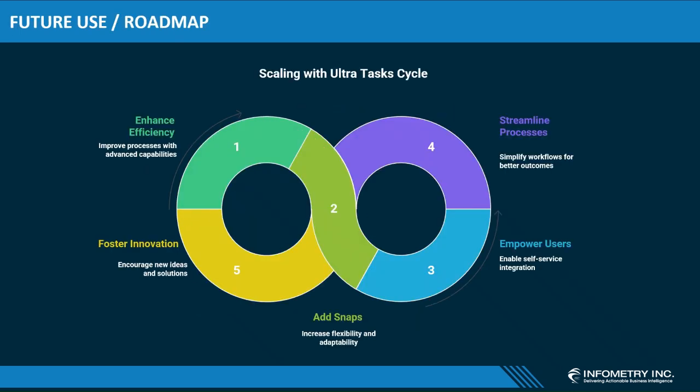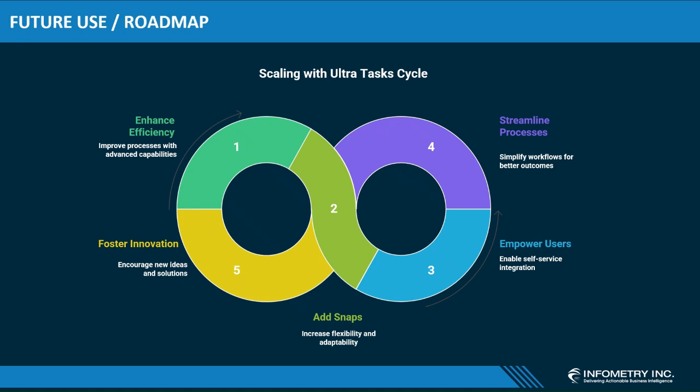Now I'll talk about the future roadmap and how we plan to expand our use of SnapLogic moving forward. Scaling with UltraTask. UltraTask allows pipelines to run in real time with very low latency. As we scale, we want to use UltraTask more effectively so our integrations can respond instantly and support higher volumes without delays.